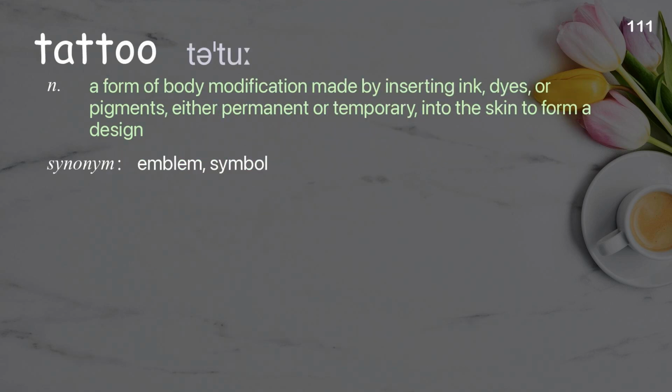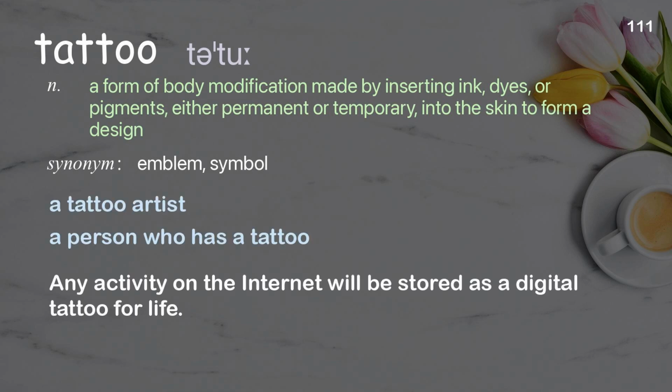Tattoo. A form of body modification made by inserting ink, dyes, or pigments, either permanent or temporary, into the skin to form a design. Examples: A tattoo artist. A person who has a tattoo. Any activity on the internet will be stored as a digital tattoo for life.